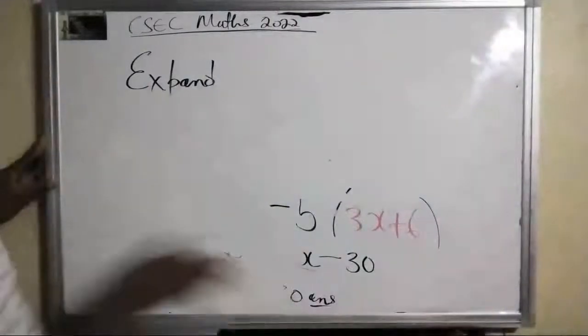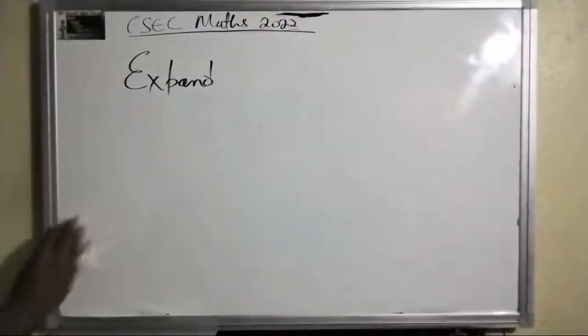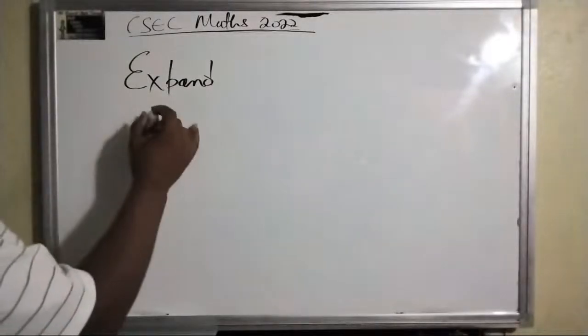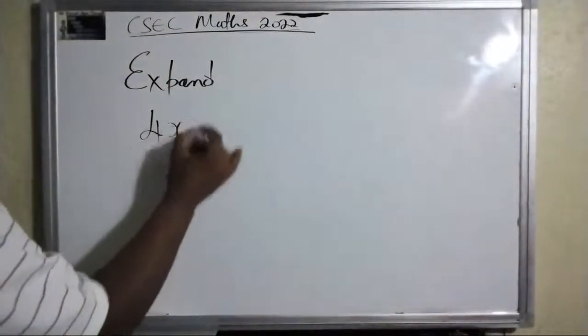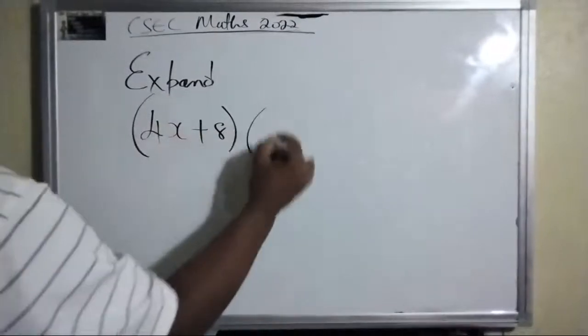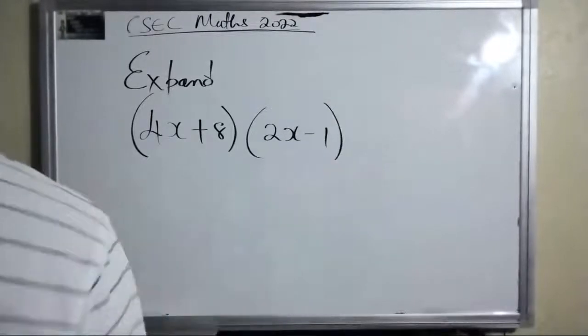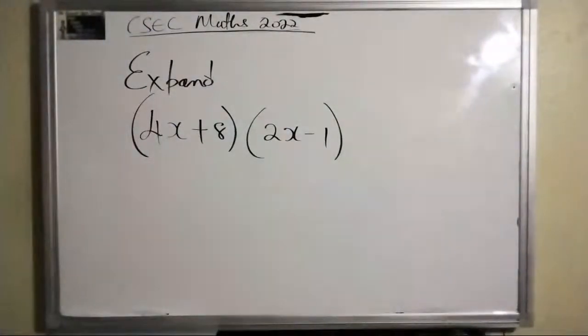One more expansion and then we move on. Same instruction, expand this one. It's 4x plus 8 times 2x minus 1. Go ahead, expand that one. Test your skill to see if you are ready for an exam. This also comes in multiple choice, so you have to be prepared as much as possible for these.